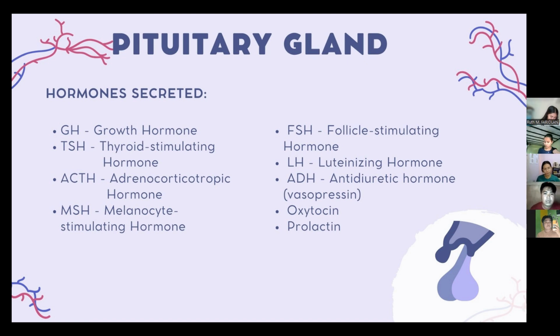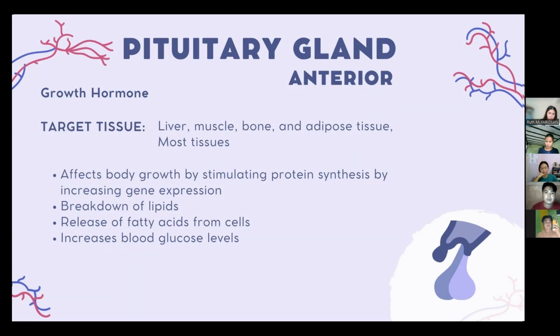So here are the hormones secreted by the pituitary gland: growth hormone, thyroid-stimulating hormone, adrenocorticotropic hormone, melanocyte-stimulating hormone, follicle-stimulating hormone, luteinizing hormone, antidiuretic hormone or vasopressin, oxytocin, and prolactin. Growth hormone target tissues are the liver, muscle, bone, and adipose tissue, or mostly most tissues. It increases gene expression, breakdown of lipids, and release of fatty acids from the cells, and increases blood glucose level.